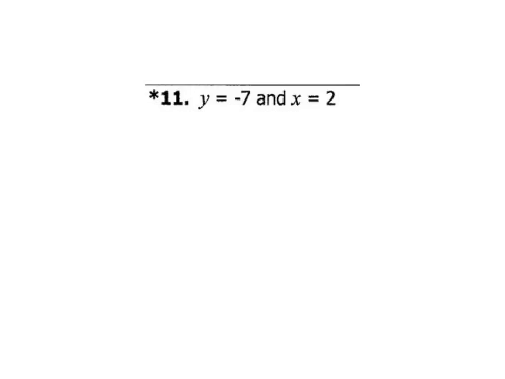All right, so number 11 and 12 are both a little unique, and that's why we're going to do both of them. So number 11, we've got y equals negative 7 and x equals 2. So what I want you to remember is anytime we have y equals a number, that's always a horizontal line. And if we have a horizontal line, we know that the slope equals 0.